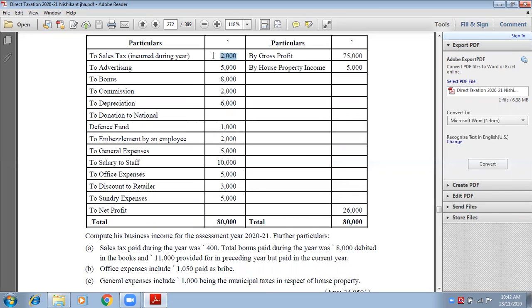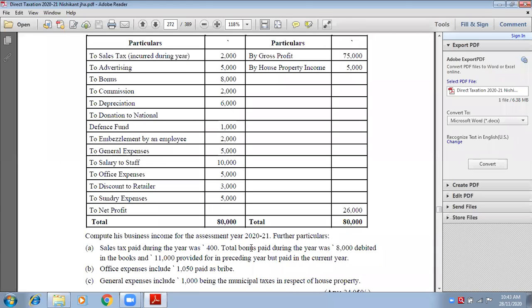Come on, write down. In the add expenses disallowed, you need to write outstanding sales tax. Write in the bracket 2000 minus 400 paid. So in the inner column, you will write 1600. Very simple. So how simple it is. Okay. Now, next. Are you guys done with this? Yes, ma'am.